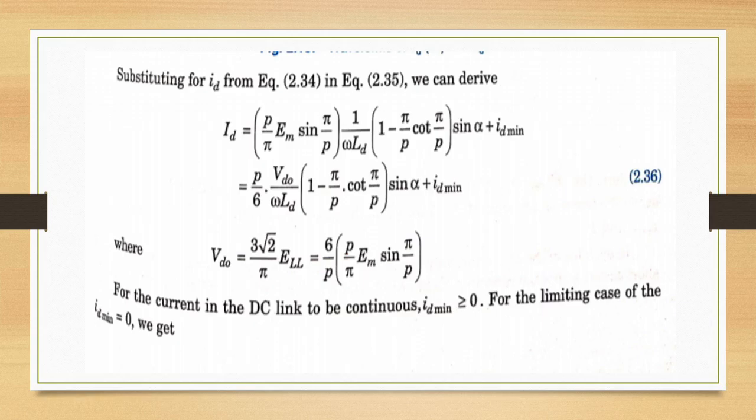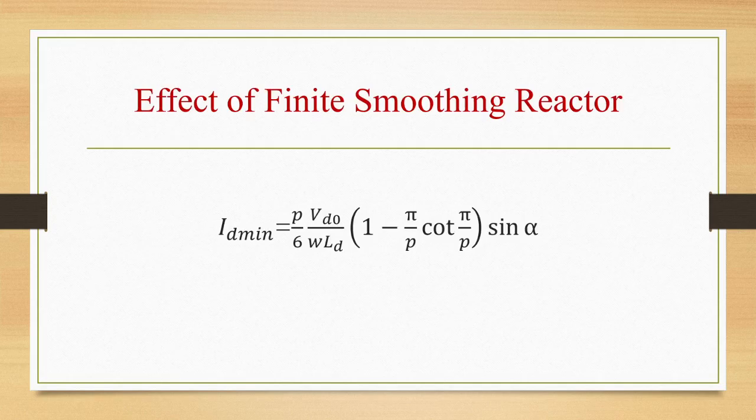For the current in the DC link to be continuous, ID minimum is greater than or equal to 0. For the limiting case of ID minimum, we get ID minimum equal to P by 6 VD0 by omega LD (1 minus pi by P cot pi by P) sin alpha. The factor 1 minus pi by P cot pi by P has a value of 0.0931 for P equal to 6 and 0.0230 for P equal to 12.